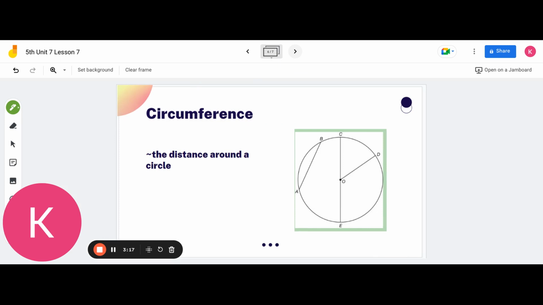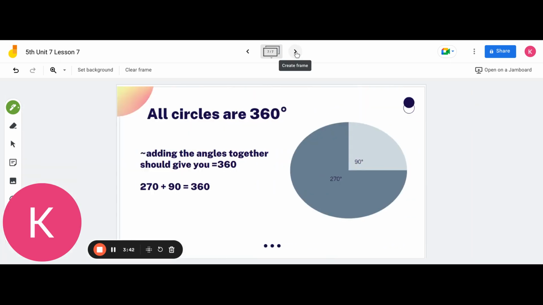Circumference is the distance around the circle. You want to start at one point and work your way all the way around the circle. That would be the circumference. It drives me kind of nuts because perimeter is a lot like circumference, but they use the word circumference for circles. It's just another word for perimeter, the distance around a circle. We're not having to calculate circumference yet, but we will do that in the future.